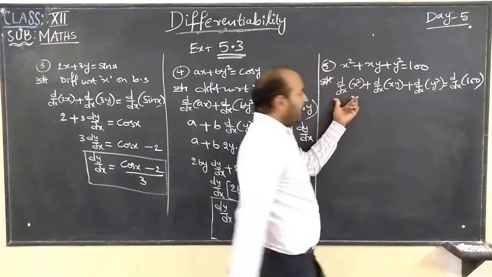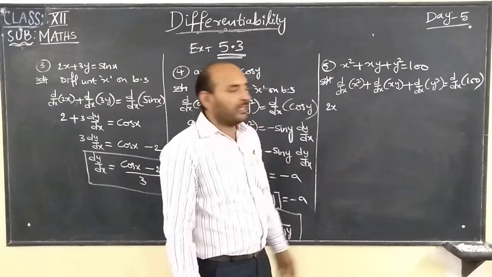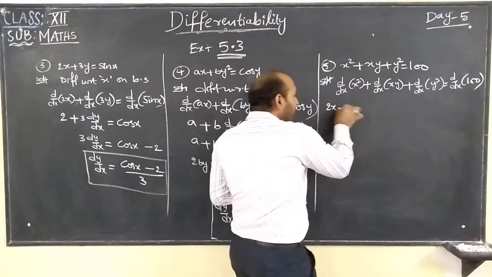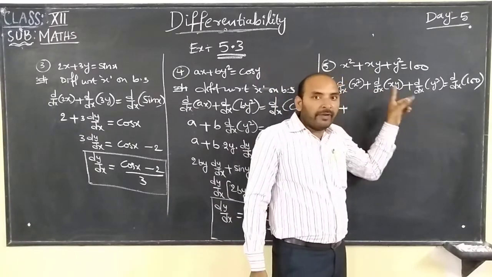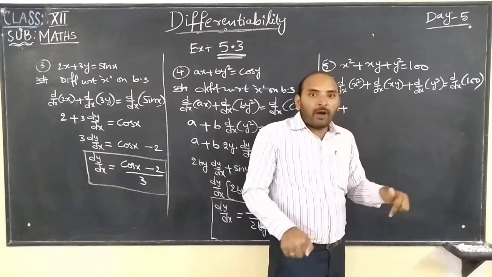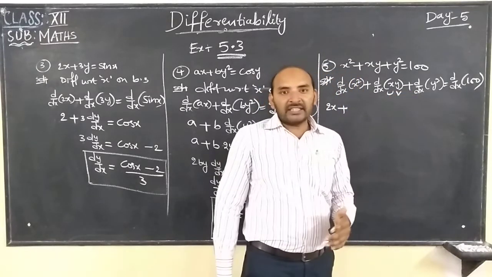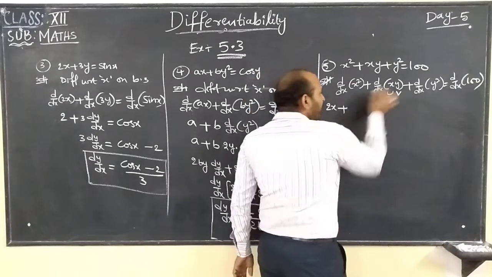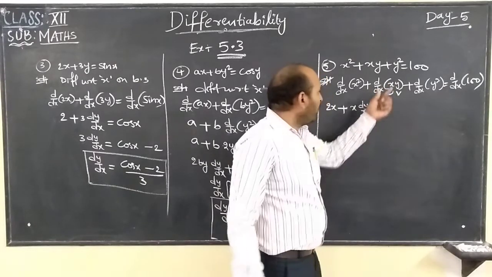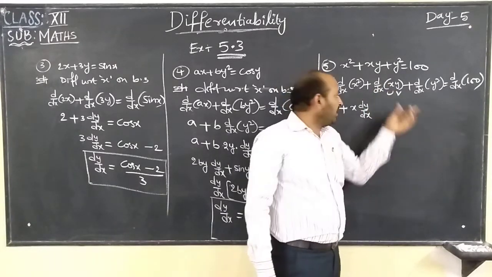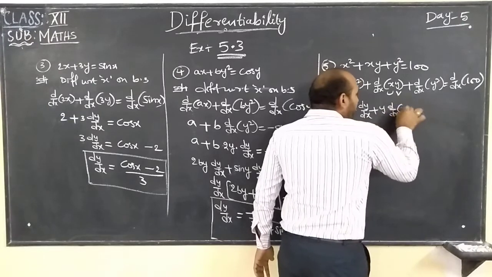So d by dx of x square is 2x, by the x power n formula, n into x power n minus 1. The derivative of x square is 2x, plus the product rule, because the function involves two variables. So this is u, this is v. What is the product rule? uv dash plus v u dash, so first function into the derivative of second function. Don't forget, it is very important. So don't write only x into dy by dx, apply the product rule: x into dy by dx plus y into d by dx of x.